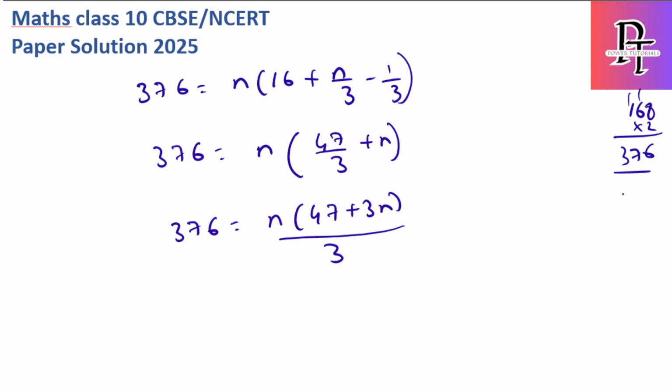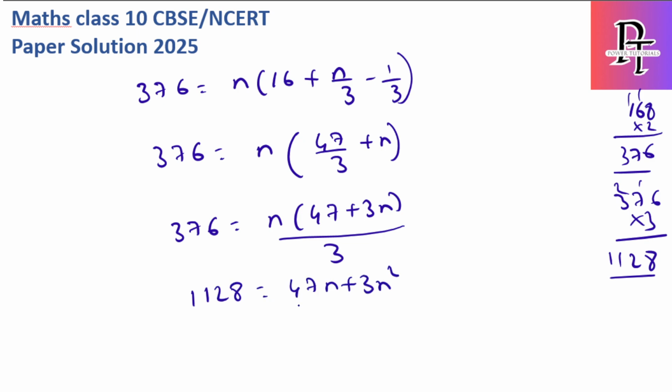So it is 376 into 3 that I have to do now. 3 6s are 18, 1; 3 7s are 21, 22; 3 3s are 9, 10, 11. So 1128 is equal to 47n plus 3n square. Let's move to one side, it becomes 3n square plus 47n minus 1128 is equal to 0. So now we need to solve this equation.